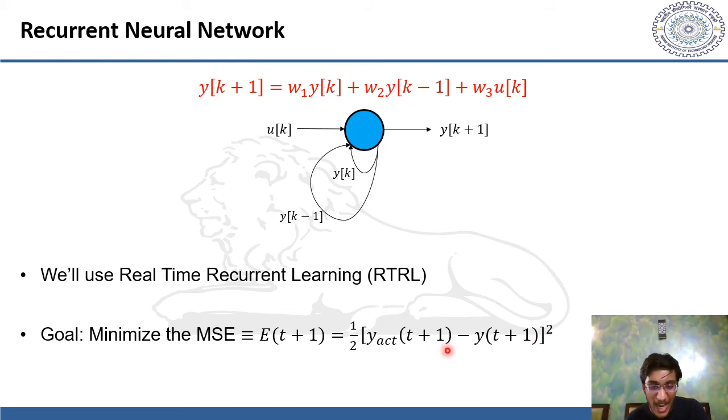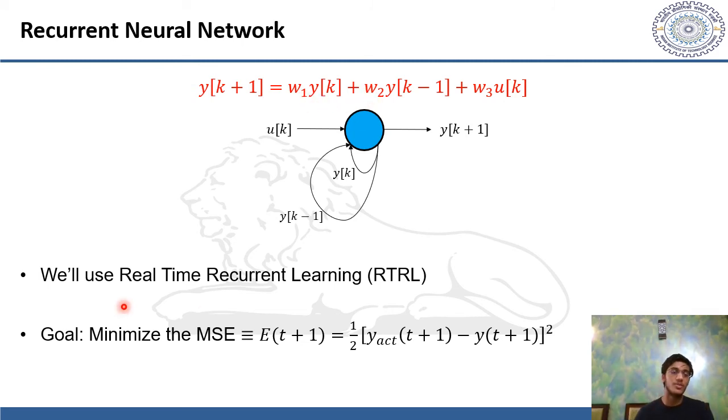This y actual is the actual output of the given model, and this y of t plus 1 is the predicted output, and we are required to minimize the difference between the two such that finally this predicted output is equal to the actual output, and in doing so we would be able to find out the best possible or the most accurate values of w1 and w2 over here.